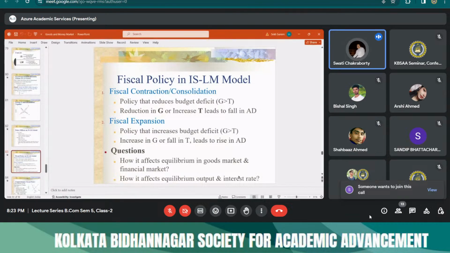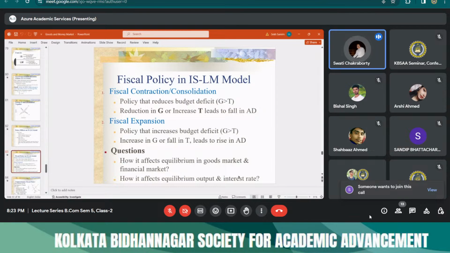Now, the opposite, the reverse, is fiscal expansion. That is a policy which increases the budget deficit, with either an increase in government expenditure or a decrease in tax, which leads to an increase in the aggregate demand. So how does it affect the goods market, financial market, equilibrium output, and interest?